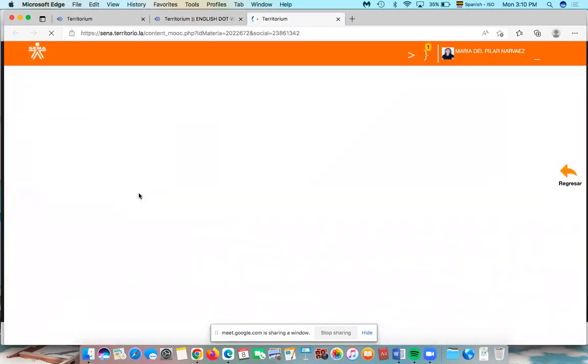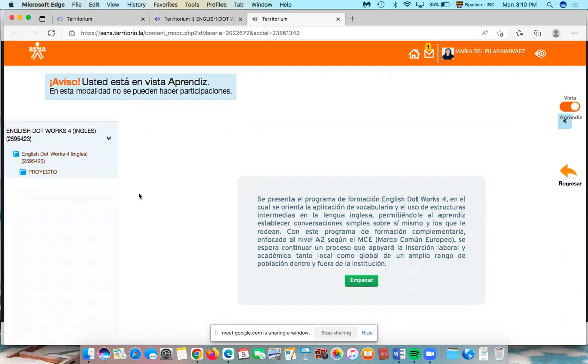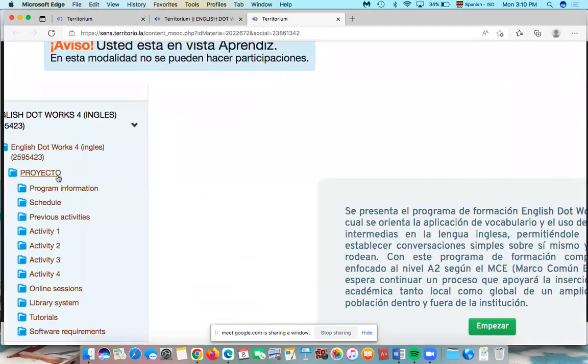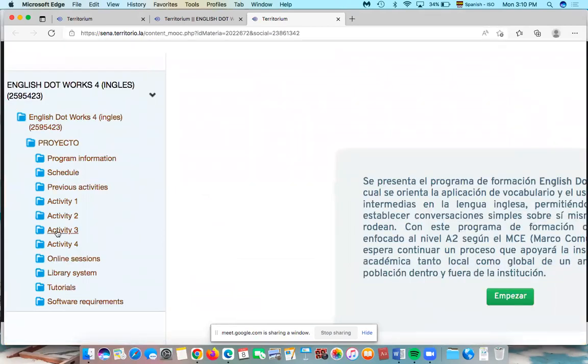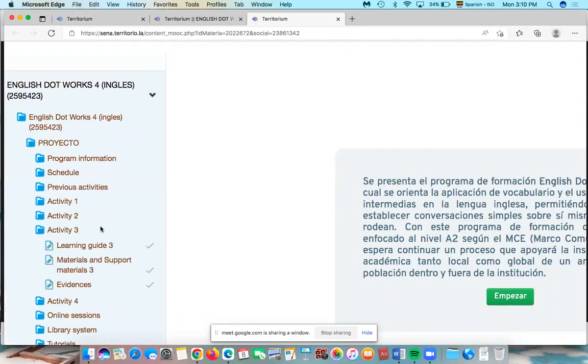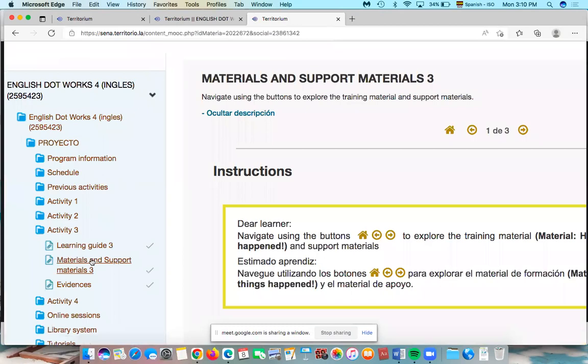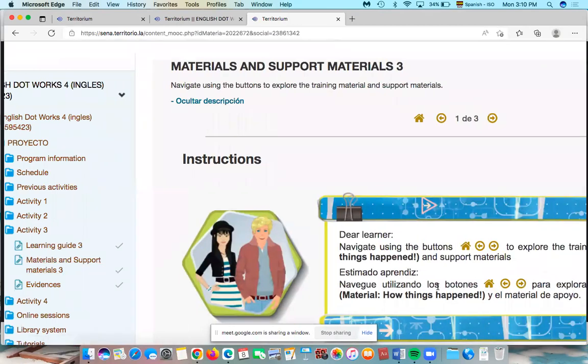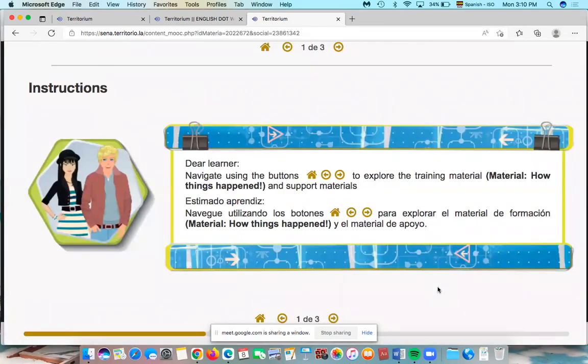So we have contenido del curso. We go to this link. And then we go over proyecto, is the same route, yeah? Then we go over activity 3, right? And on activity 3, we click here on materials and support materials. And then you will be able to see the examples that they give us on this unit.